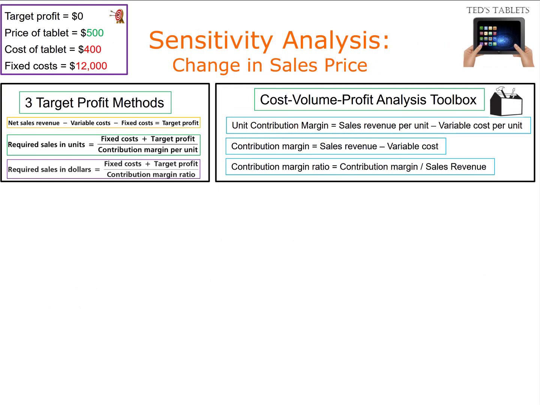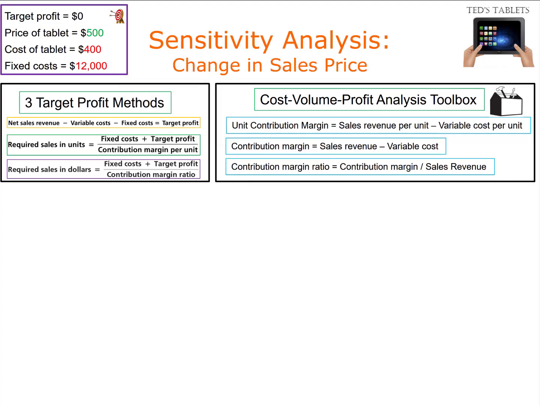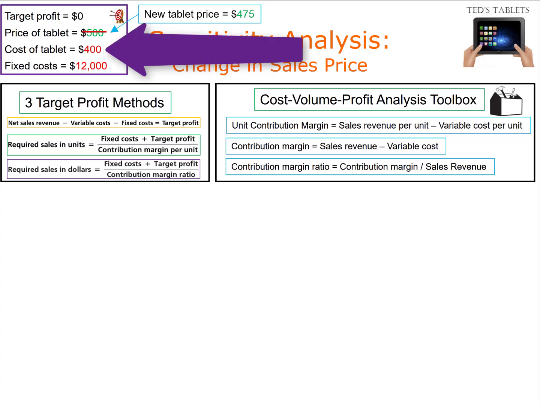So let's do some examples. I'll first show you how changes in sales price affects the break-even point. In the previous scenario, we used the given data in the upper left corner of the screen. But this time, managers want to know what is the break-even point if they lower the price to $475 per tablet due to increased competition. We'll assume the variable costs remain at $400 per tablet and the fixed costs stay at $12,000.